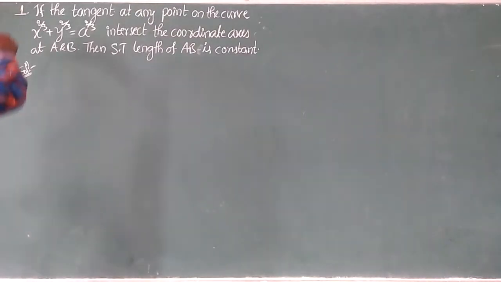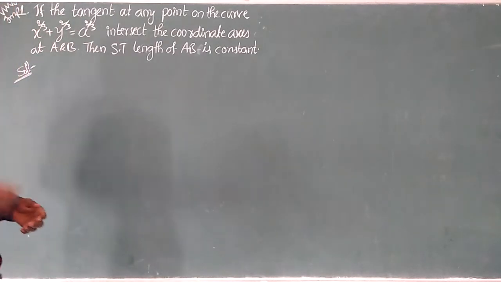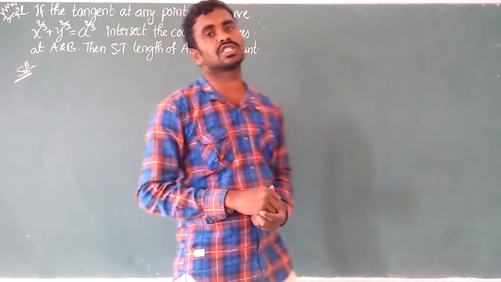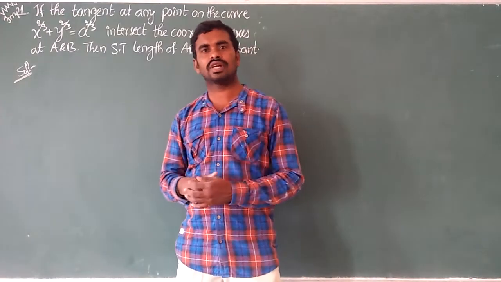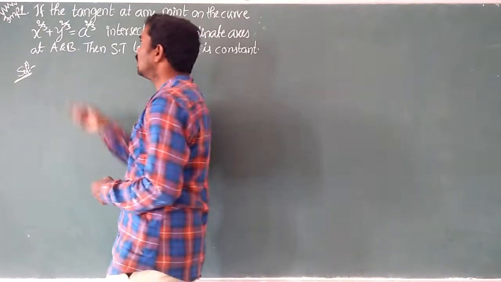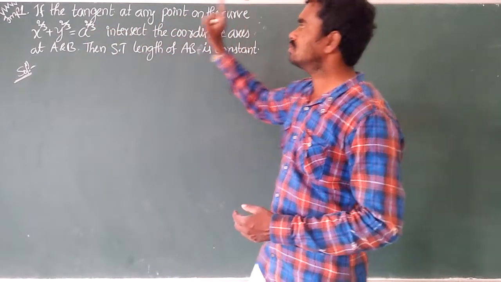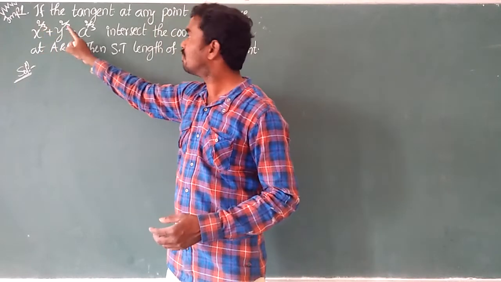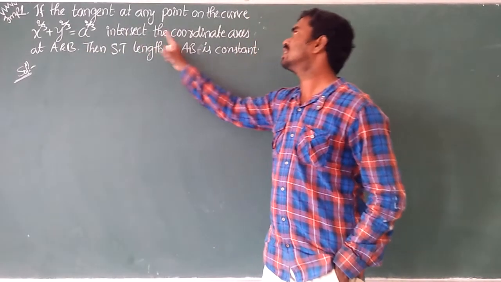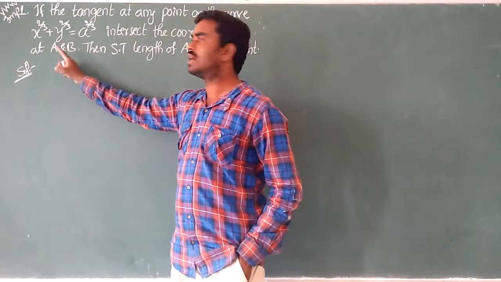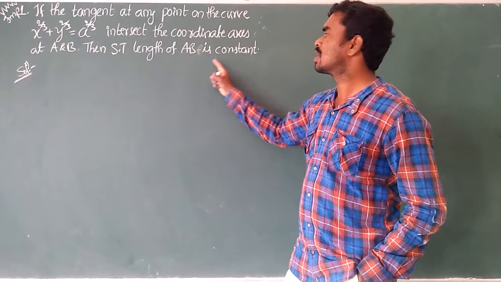Yes, first question. This is a very important question. The first 1 and 2 are the most important questions; 99% we can expect from 1 and 2, and the remaining are also important. See, if the tangent at any point on the curve x power 2 by 3 plus y power 2 by 3 equals a power 2 by 3 intersects the coordinate axes at A and B, then show that the length of AB is constant.